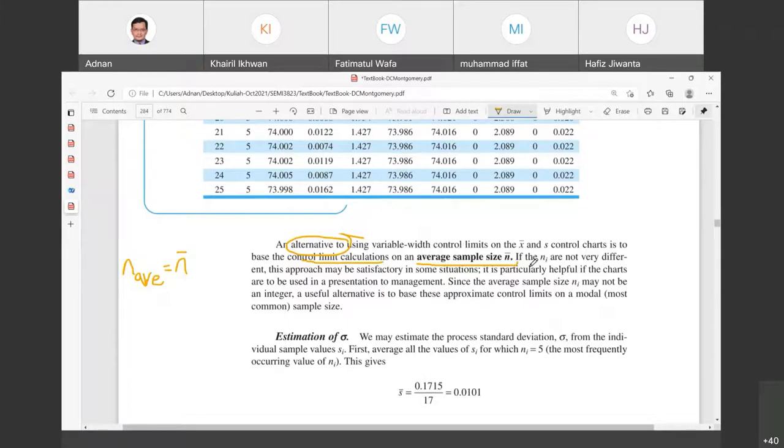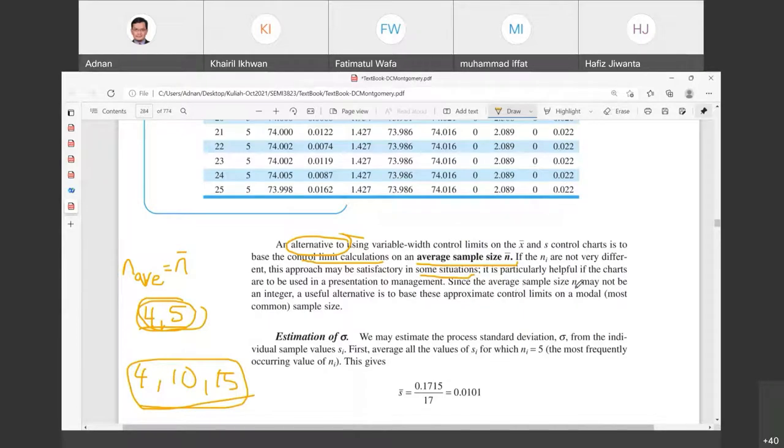So if the N i are not very different, this approach may be satisfactory. What it means is that if we have four or five, not much different, we can take the average. But what happens if some N equal to 4, another N is 10, another N is maybe 15? This is a very big difference, so it is not advisable to use the average. Average is good if the sample sizes are not much different.